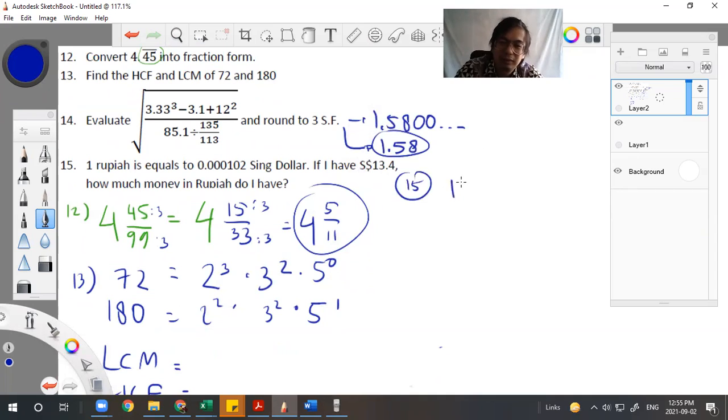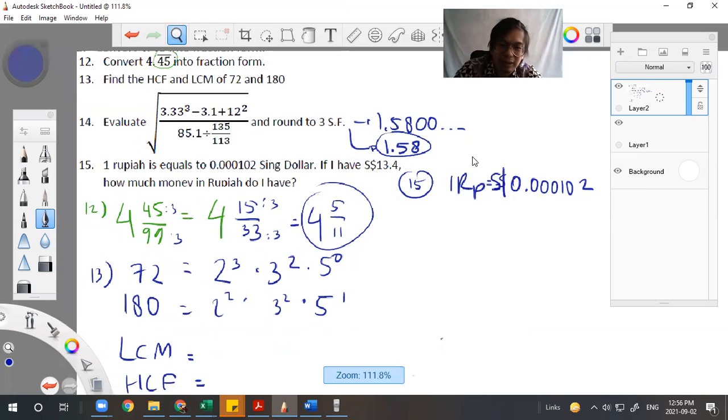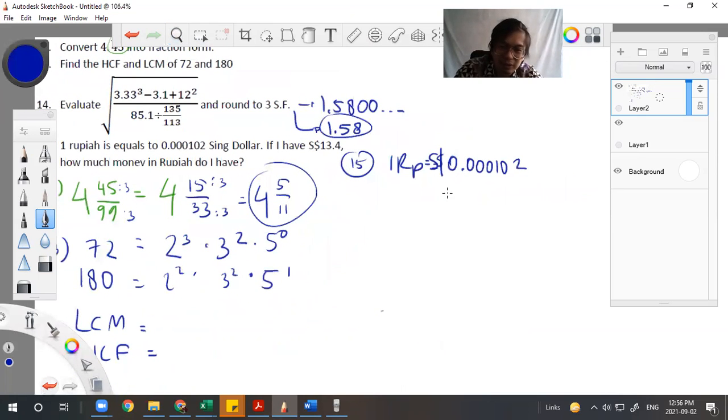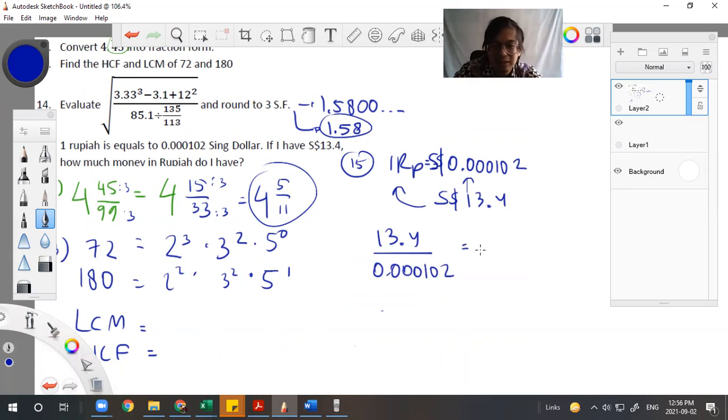1 rupiah is equal to 0.000102 Singaporean dollars, right? And then how do you calculate 13.4 Singaporean dollars? How do you convert into rupiah? So what I can do now is try to only divide the number, right? So 13.4 over 0.000102, right?